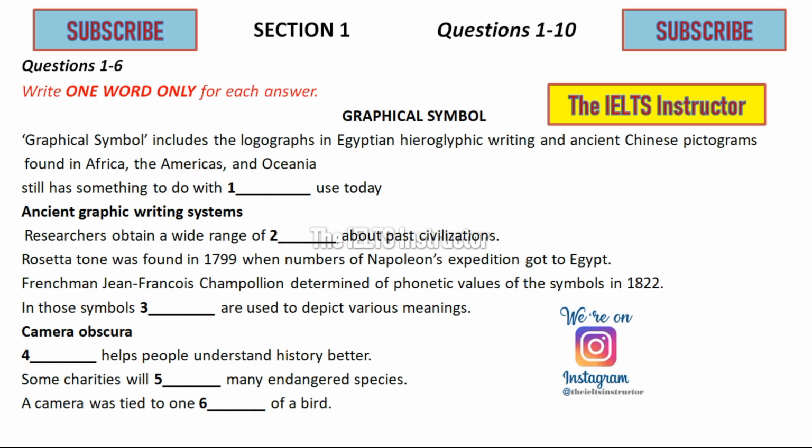Good morning, everyone. Today I'm going to talk about the graphic symbol. A graphic symbol is a written symbol that is used to represent speech, such as those used in the Greek alphabet. The term graphic symbol encompasses anything from the logographs used in Egyptian hieroglyphic writing to ancient Chinese pictograms. Early symbols were based on pictographs and ideograms before they were developed into logographic writing systems. These systems are still in use in some non-literate cultures in Africa, the Americas, and Oceania.